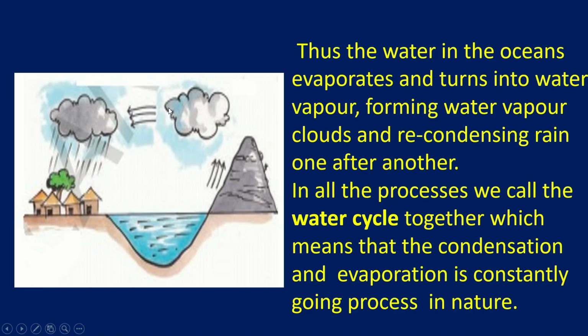Water is evaporating and forming clouds, and again this accumulated water vapor, due to coolness in the atmosphere and the process of condensation, is raining back into the ocean or the source of water. Thus the water in the oceans evaporates and turns into water vapor, forming clouds and condensing into rain one after another. All these processes together we call the water cycle, which means that condensation and evaporation are a constantly going process in nature.